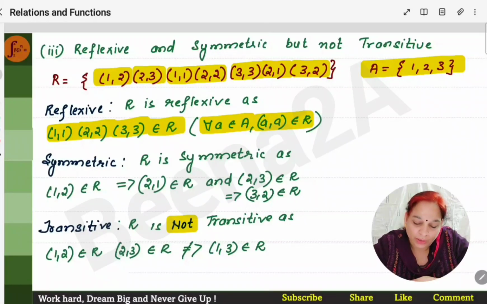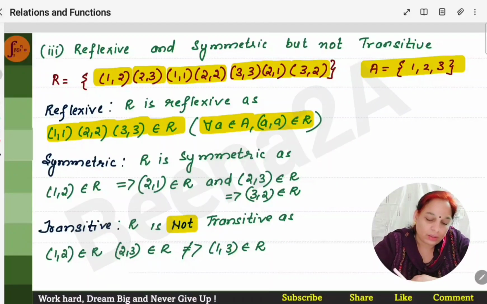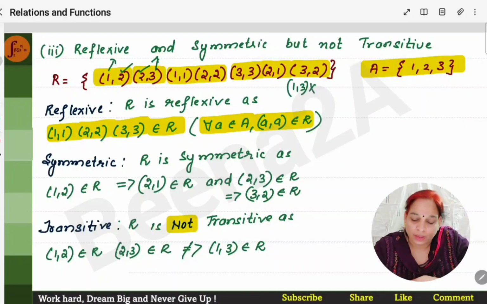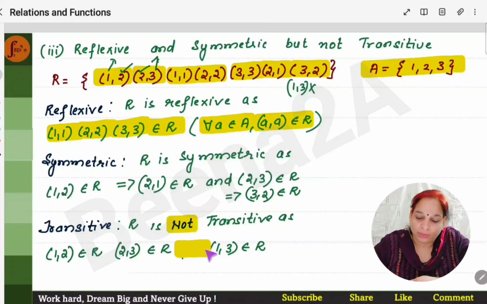right? Which means if I take 1 comma 2 and 2 comma 3, here the second elements are same, right? Second elements are same. So for transitive, you should have first and fourth element, right? So 1 comma 3 is not there, right? Therefore R is not transitive. So we should say R is not transitive as 1, 2 belongs to R, 2, 3 belongs to R, does not imply that 1 comma 3 belongs to R.